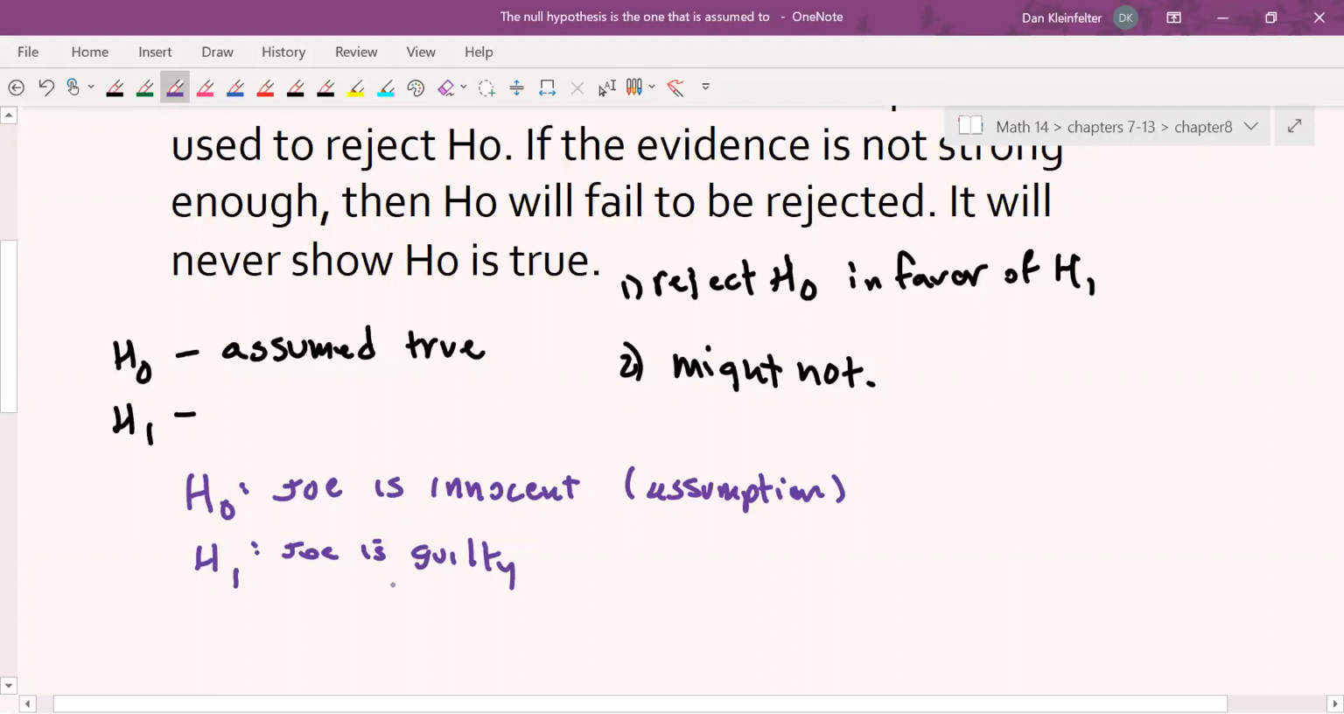If there's not sufficient evidence, okay, let's say nobody saw Joe leave, he had a mask on, something. Okay, so there's not enough evidence.